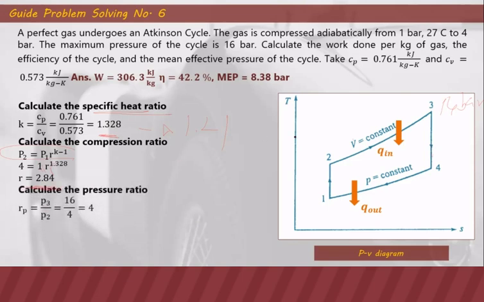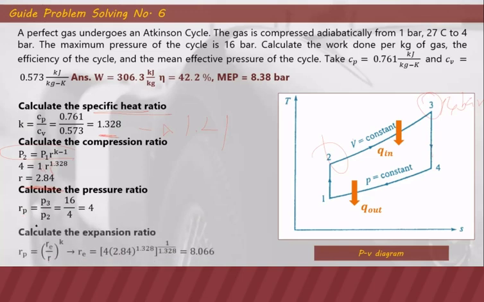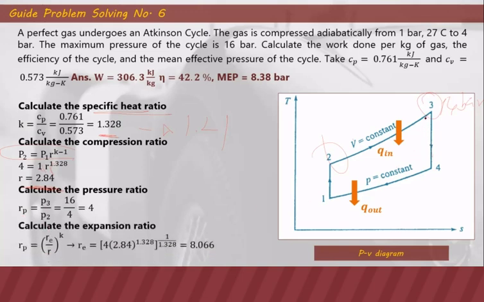And for the pressure ratio, that is just the ratio of the pressures at 3 and 2. So that's 16 over 4, so that's 4. Our RP is 4. So we have K, we have the compression ratio, the pressure ratio, and for the expansion ratio, during the expansion process 3 to 4, the relationship is given this way, where RE is the expansion ratio. So just rearranging that, solving for RE, since we have the compression ratio and pressure ratio, we can get the expansion ratio as 8.066. As you can see now, the expansion ratio is greater than the pressure ratio as well as the compression ratio.